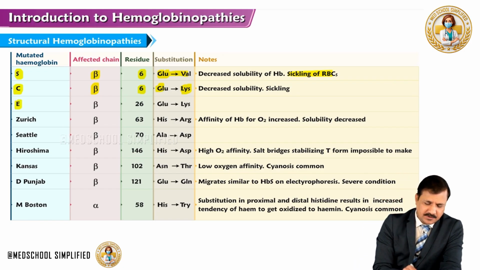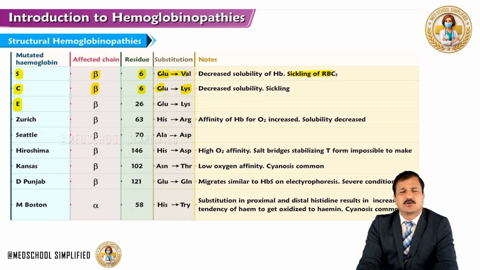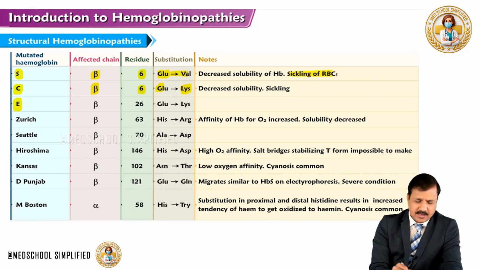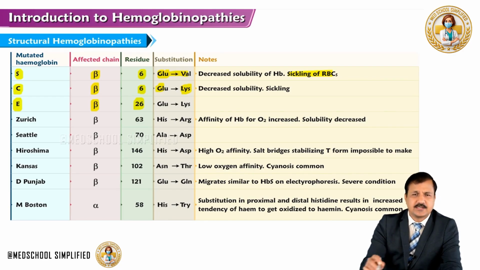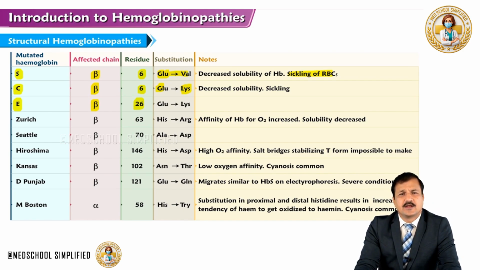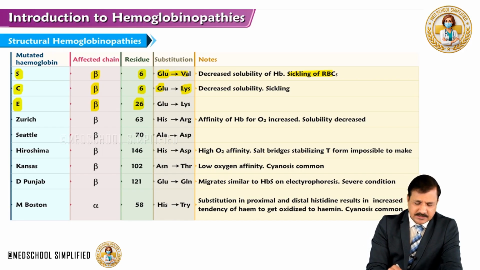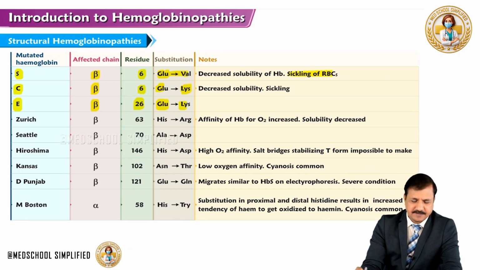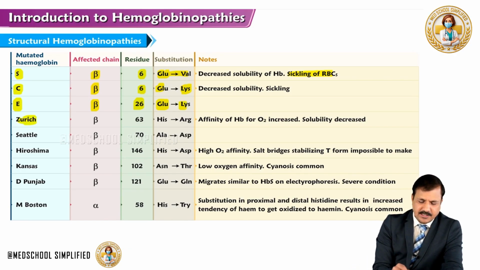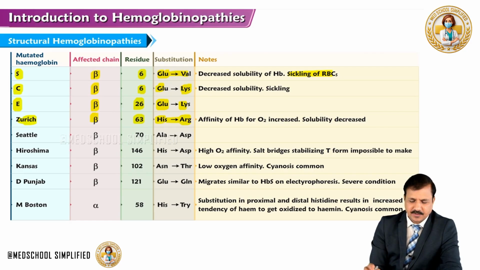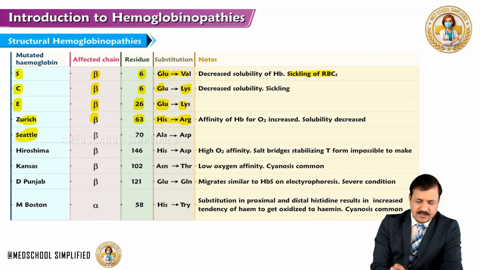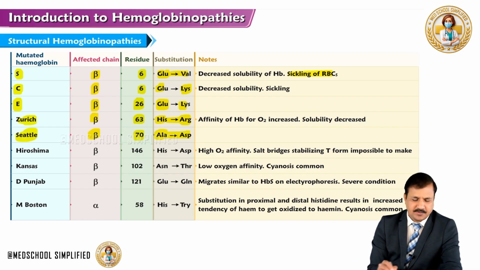Coming to hemoglobin E, the mutated hemoglobin is of E type, and the affected globin chain is again beta, and the amino acid position mutated is the 26th in the beta chain, again a glutamate which is now replaced by lysine. Hemoglobin Zurich: beta chain 63rd amino acid, histidine, replaced by arginine. And hemoglobin Seattle: beta chain 70th position, where alanine is replaced by aspartate.